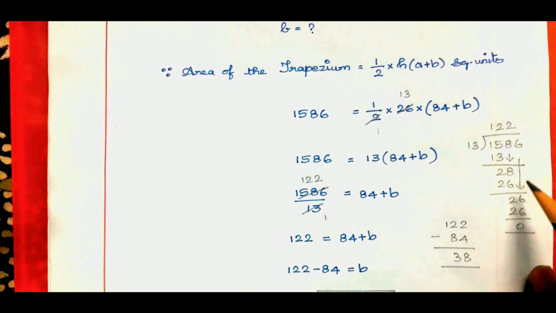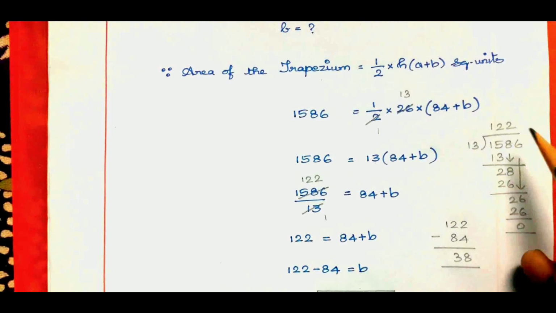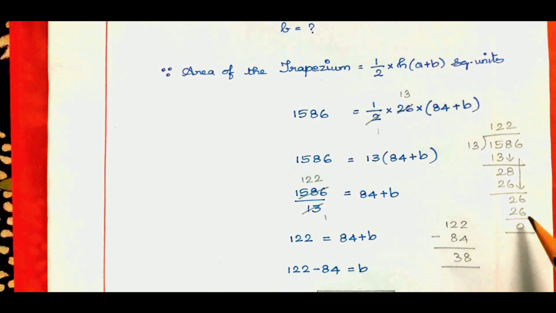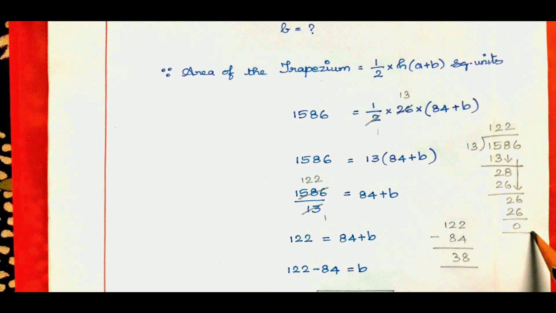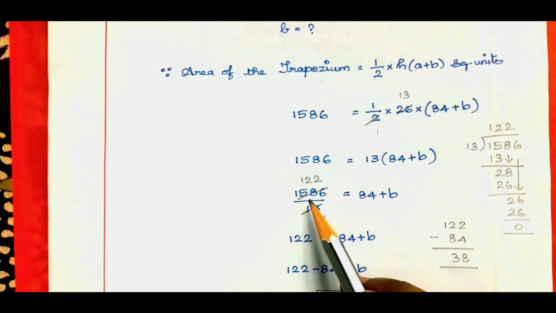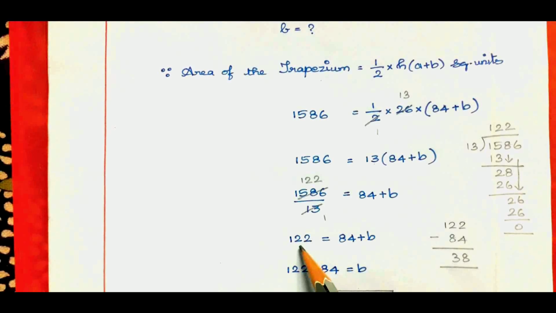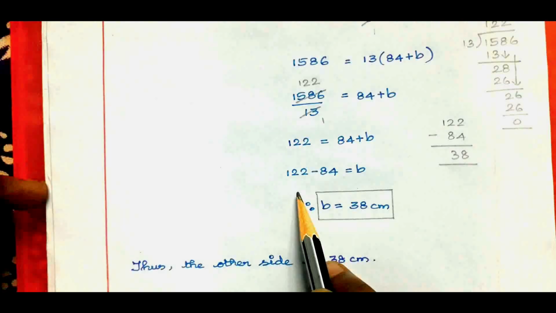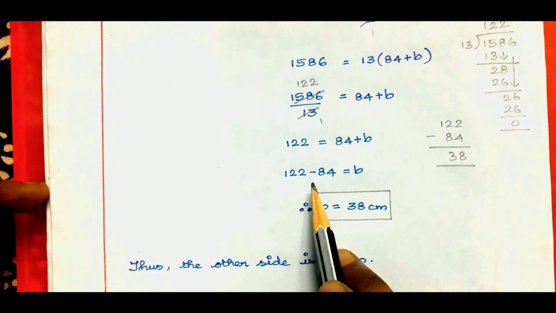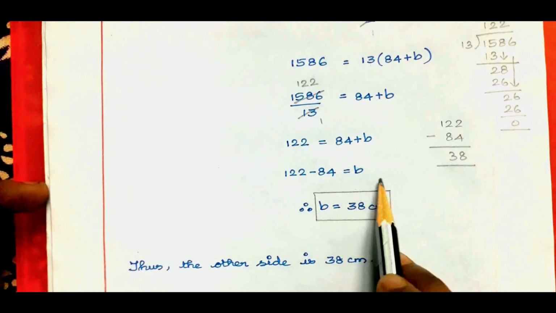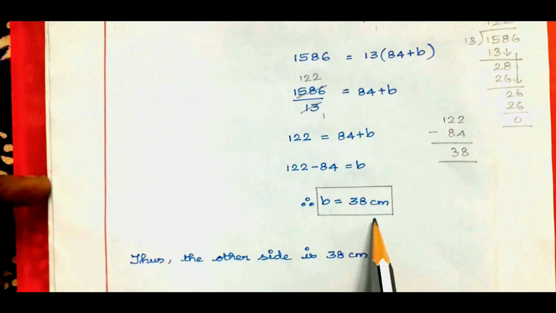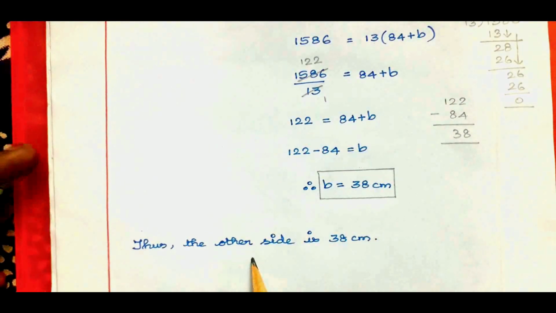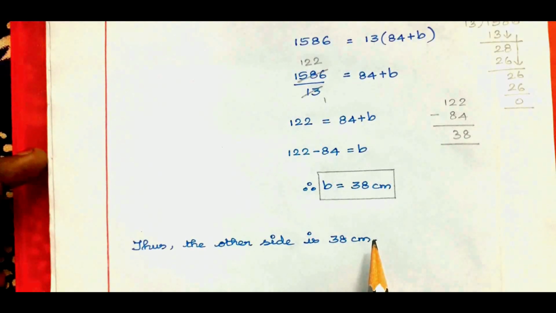Again the remainder is 2. Bring that 6 down and again multiply it with 2, you will be getting 26. Therefore the remainder is 0. Therefore the answer for 1586 divided by 13 is 122. And take the remaining number and put it here, 84 plus B. So now take that 84 to the other side. When we take it to the other side, it becomes 122 minus 84 is equal to B. Therefore B is equal to 38 centimeter. Thus the other side is 38 centimeter.